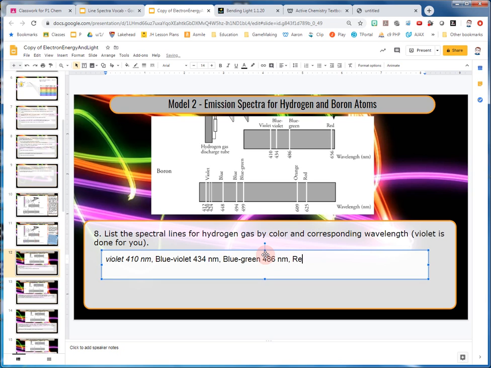Blue, green, and red at 656 nanometers. Okay, I think we're done. There's only 4 there.